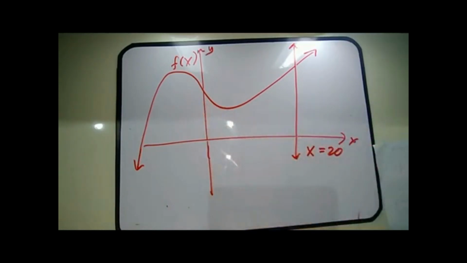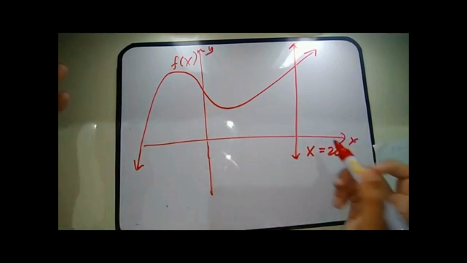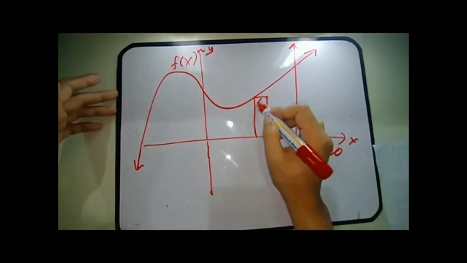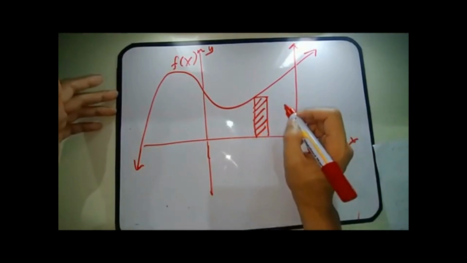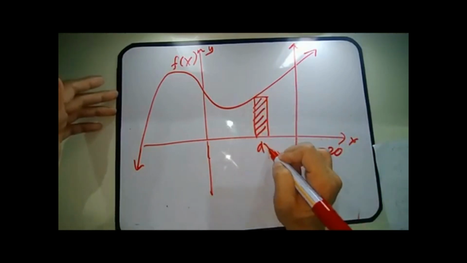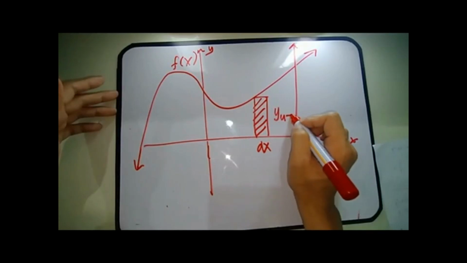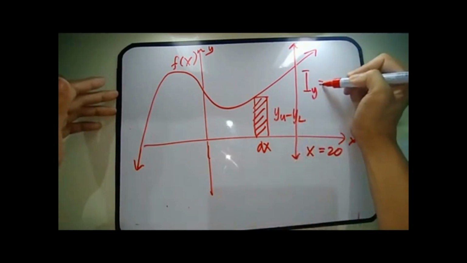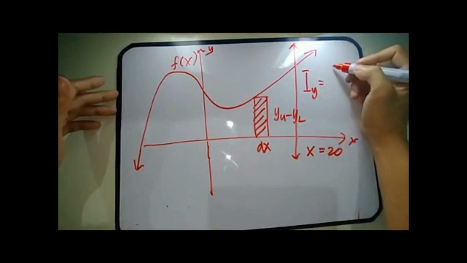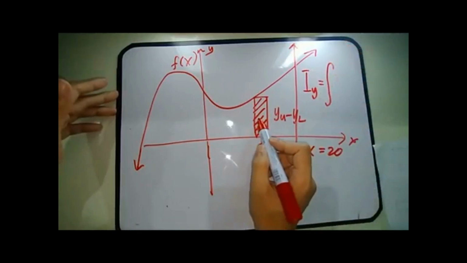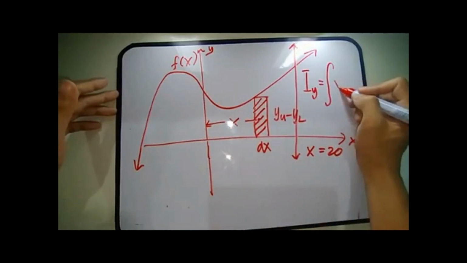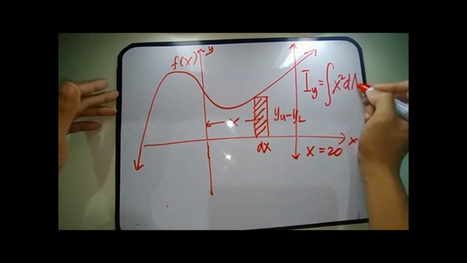So, guys, ang hinarap natin dito is with respect to the y-axis. Yung strip natin, of course, will become vertical. Ito yung strip. So, this will be differential x. Then, you have here y upper minus y lower. So, the moment of inertia with respect to y will become the integral of, yung distance natin from the strip to the y-axis will be x. So, this will be x squared differential of area.